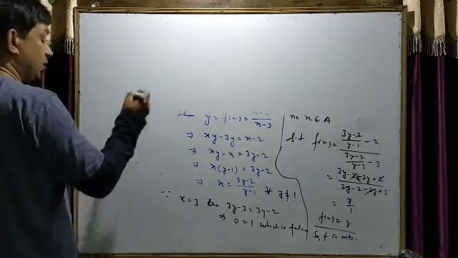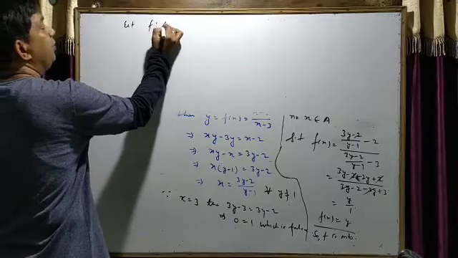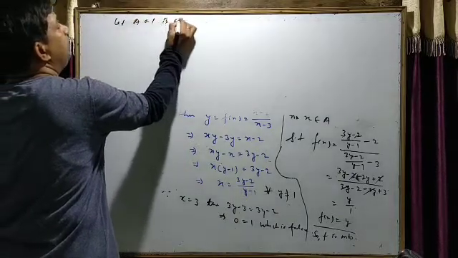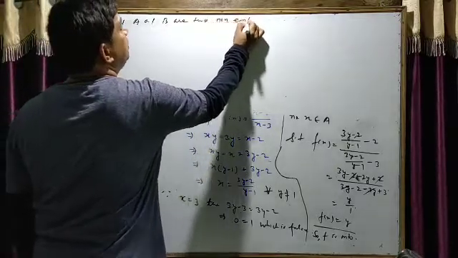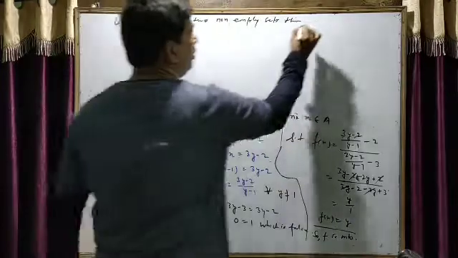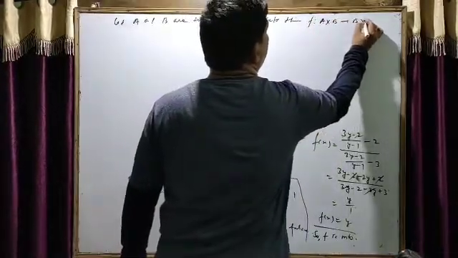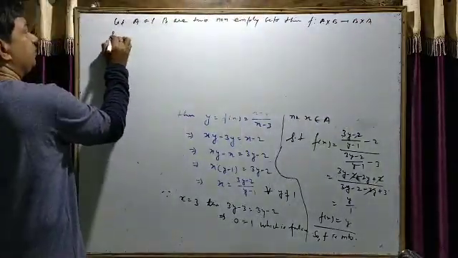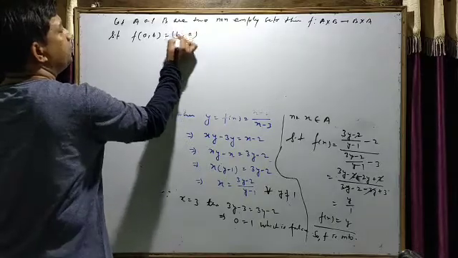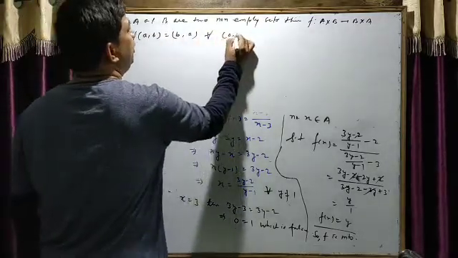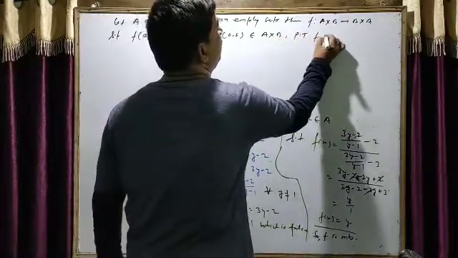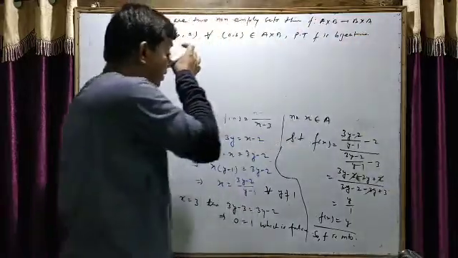Some more questions. Let A and B be two non-empty sets. Then f is a function from A cross B to B cross A such that f of (a, b) equals (b, a) for all (a, b) belonging to A cross B. Prove that f is bijective. You have to prove f is bijective.